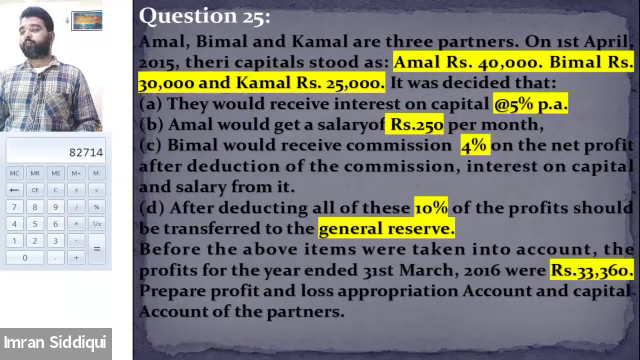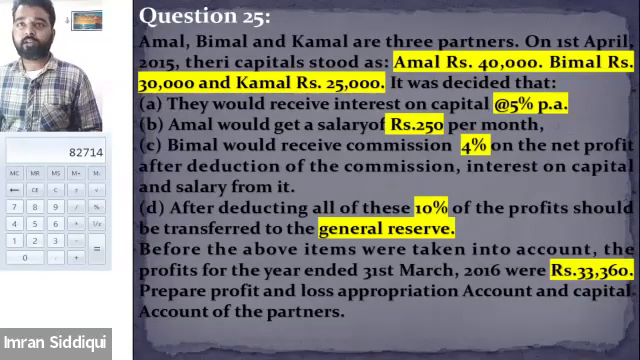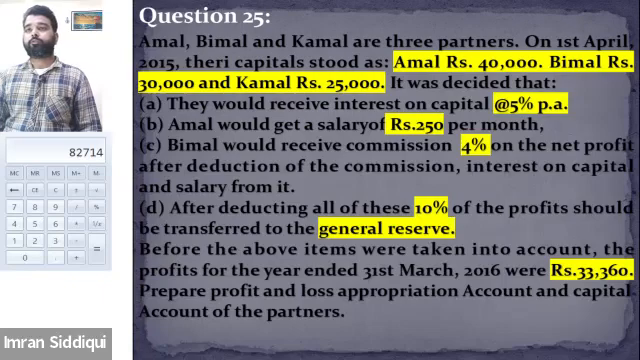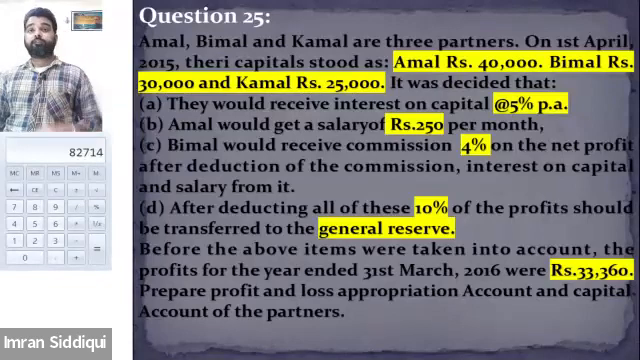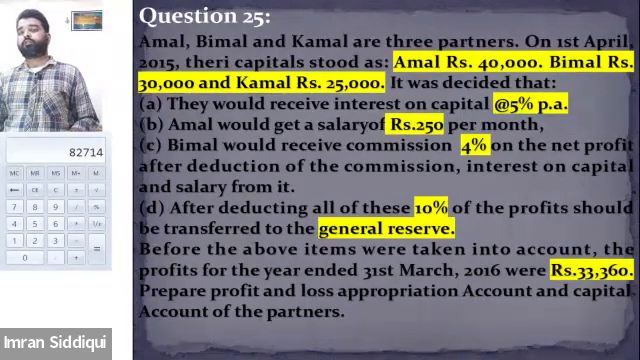Okay, question number 25. Guys, in this question, there are three partners. So this is a little different from the previous question. In the last question, there were only two partners. So this time we have three partners, Amal, Bimal, and Kamal. And on the 1st of April 2015, their capital balances are 40,000, 30,000, and 25,000.